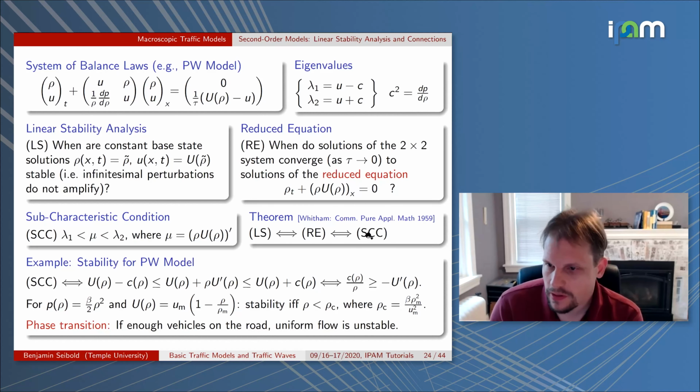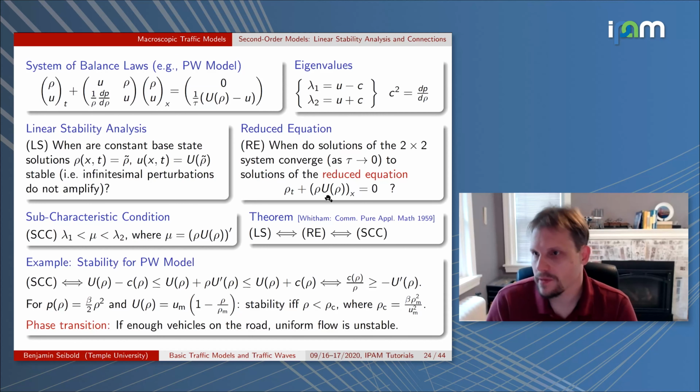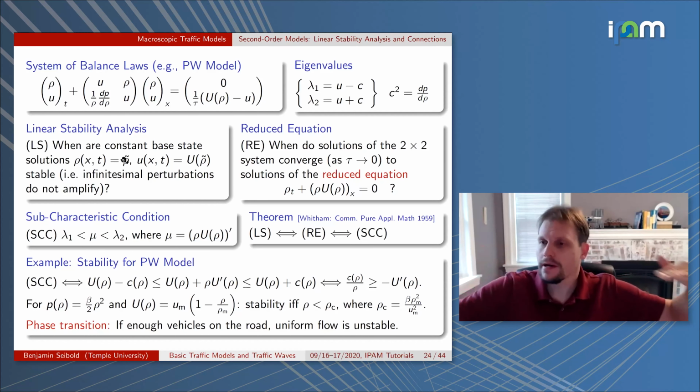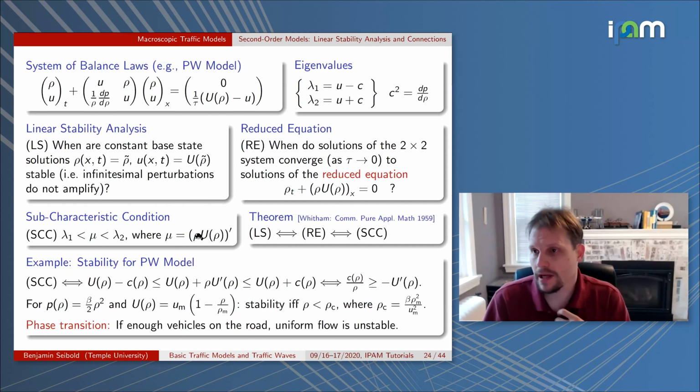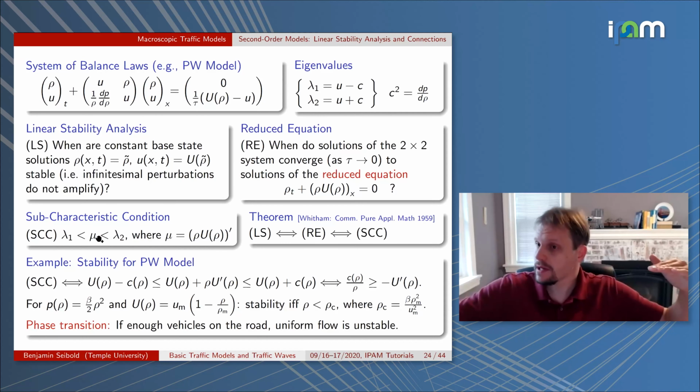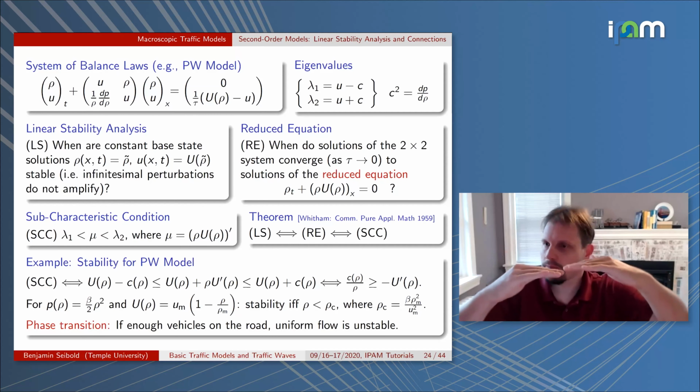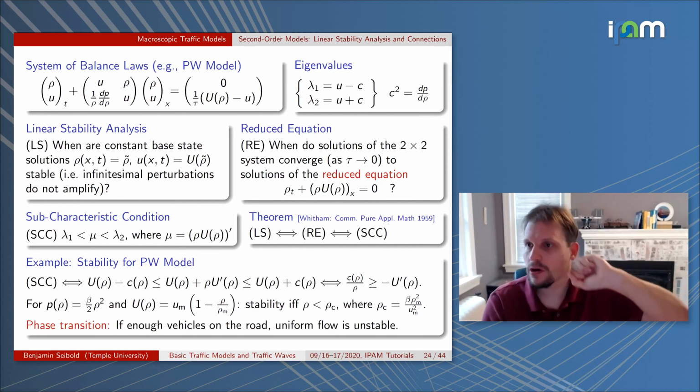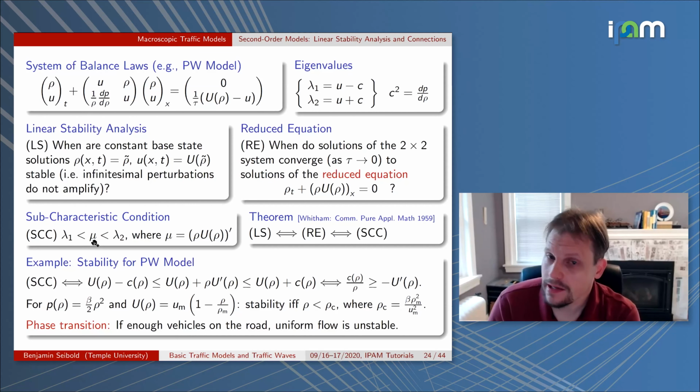And already Whitham showed in the 50s that the subcharacteristic condition being satisfied is equivalent, modulo details when you have equality here, to the second order model converging in some sense to the first order reduced equation, and also equivalent to the second order model having a base state, at the corresponding density value at which you evaluate these eigenvalues, that is linearly stable. Meaning you take a base state that's constant, all cars being equispaced, moving at the same speed, perturb it a little bit, and then these perturbations will grow exactly if the subcharacteristic condition is violated. Otherwise, they will remain bounded or even decay.